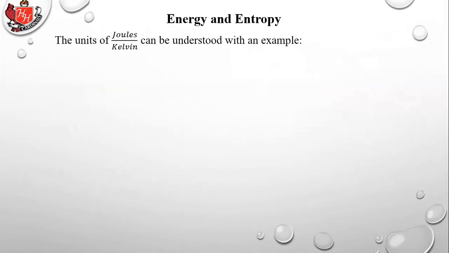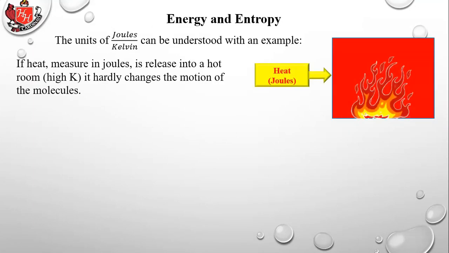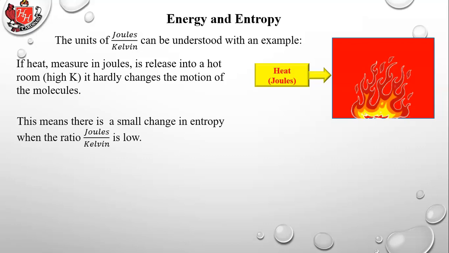So the units of joules per Kelvin can be understood with an example. If heat measured in joules is released into a hot room, that is, it has a high K, a high temperature, it hardly changes the motion of the molecules. So this means there's a small change in entropy. The ratio of heat to Kelvin is low. That would be a small change in entropy.